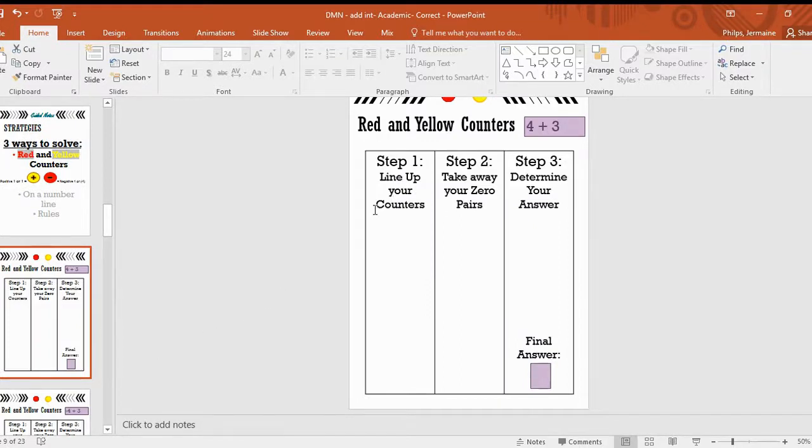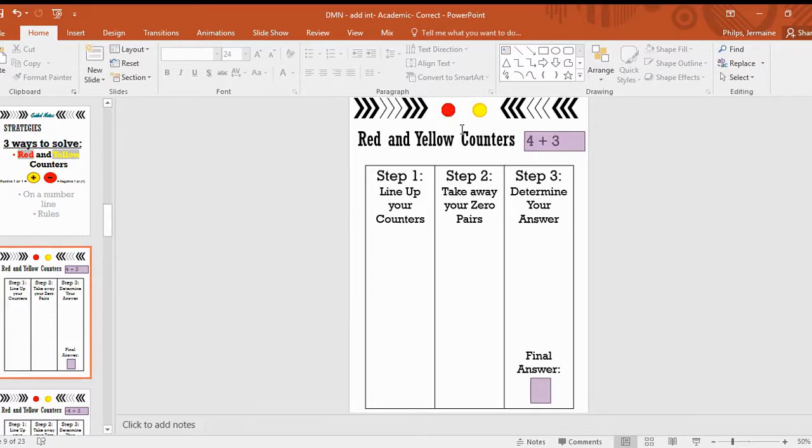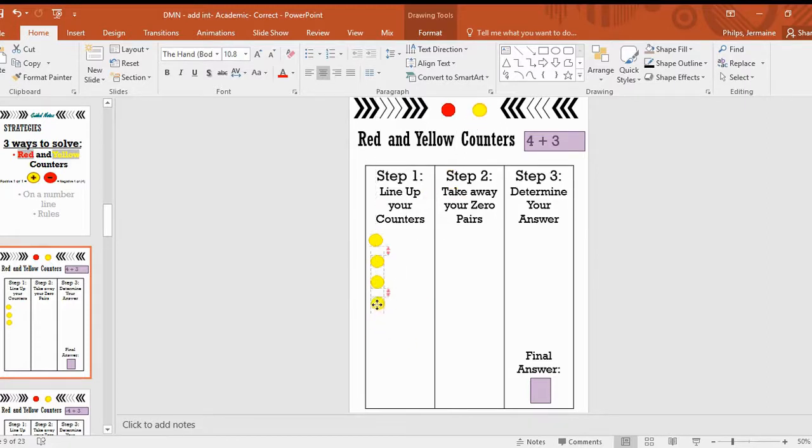When we solve these, we're going to do 3 steps. We're going to line up our counters, take away our 0 pairs, and determine our answer. Let's first line up our counters. From the top, we're going to pull down counters to represent. Now, will we use the red or the yellow? We're going to use the yellow once again because yellow represents positive. We need to represent positive 4. So to do that, I'll pull down 1, 2, 3, and 4 counters. This represents positive 4 so far. So now I've modeled positive 4.